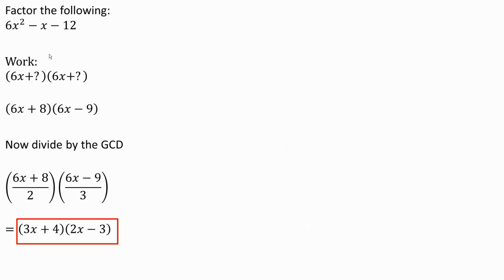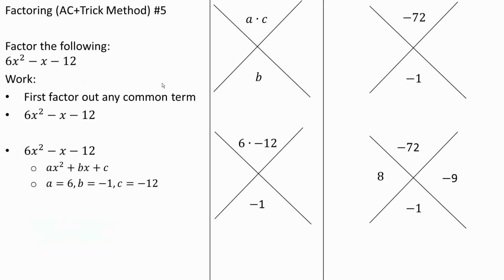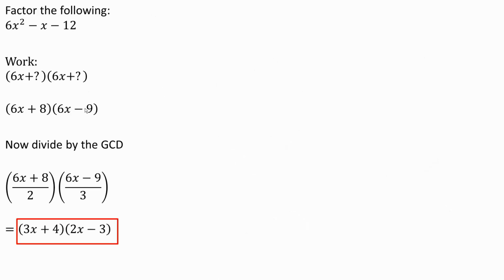So with this method, it's slightly unique. So I draw two parentheses. And the first term is going to be 6x. Here we have 6x squared, and so in each one I'm going to put a 6x. And by the question mark, I'm going to put 8 and negative 9. So I put 8 and I put a negative 9.